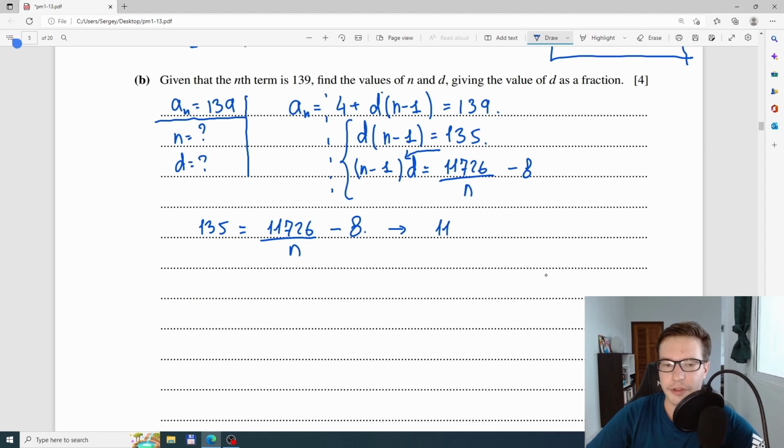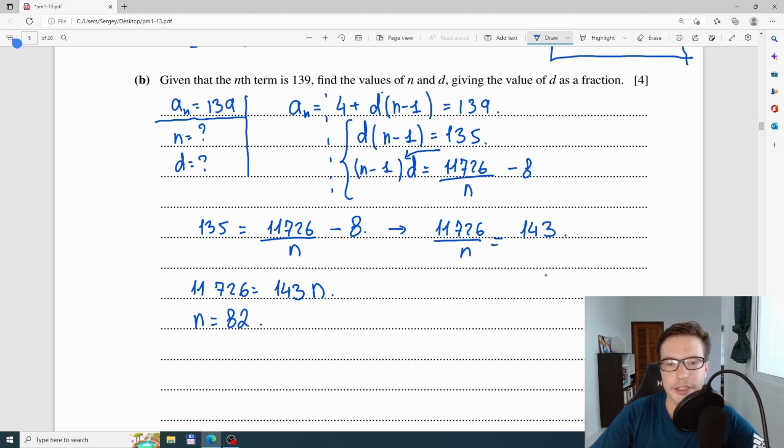So that means 11,726 over n equals to 143. I can find n from here. And I get n equals to 82.